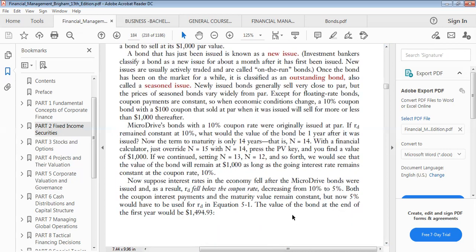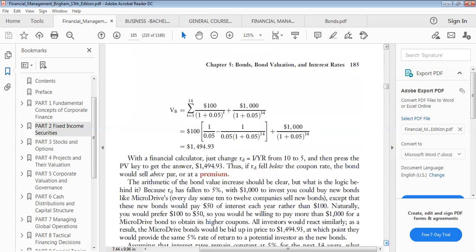With the financial calculator, just change rd from 10 to 5, and then press the present value key to get the answer. This is what it would look like if you do the calculation. Thus, if rd fell below the coupon rate, the bond would sell above par, at a premium.